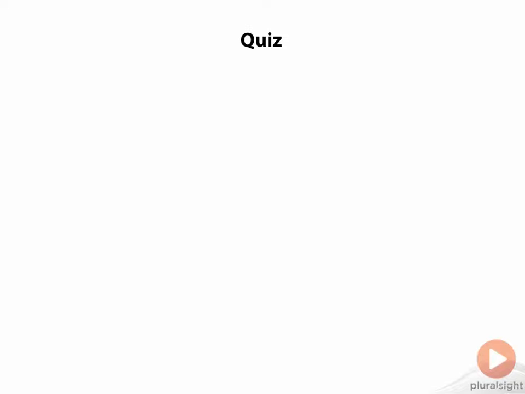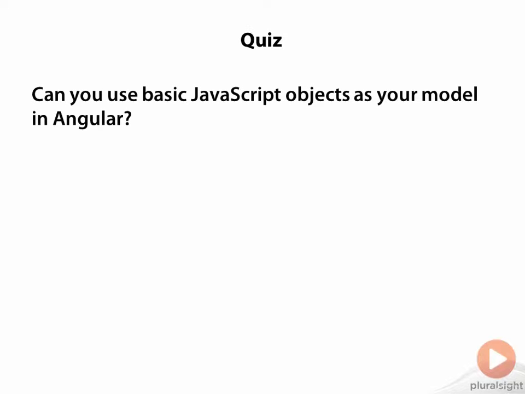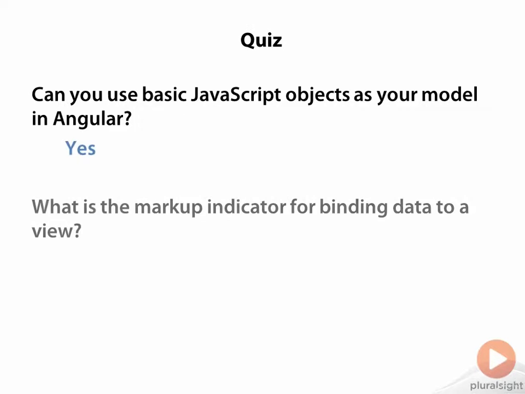Now let's have a quick review quiz. Can you use basic JavaScript objects as your model in Angular? Yes. Angular doesn't require any kind of a specialized object to be its model. What is the markup indicator for binding data to a view? The double curly brace is the binding syntax for Angular.